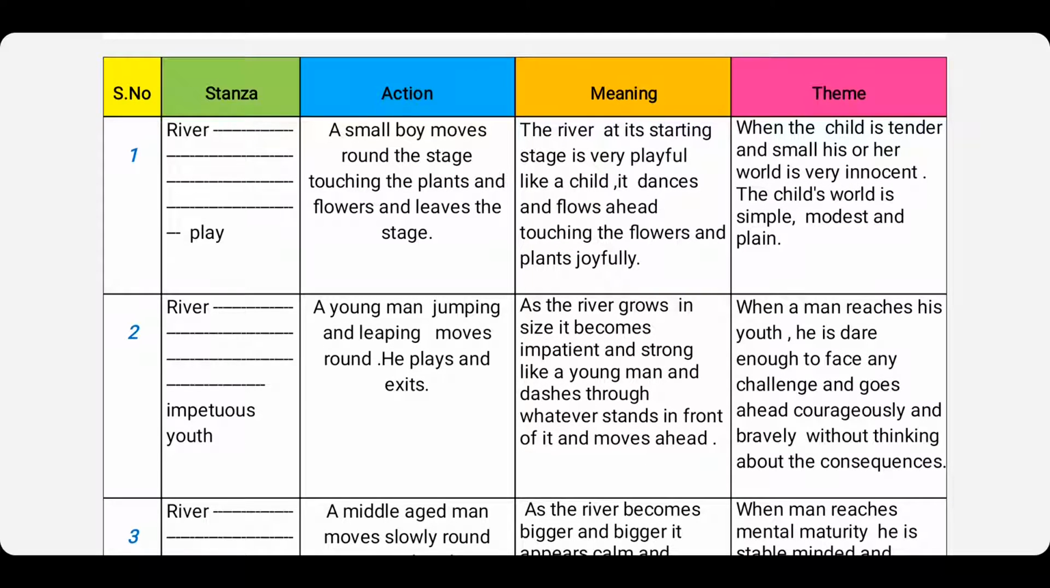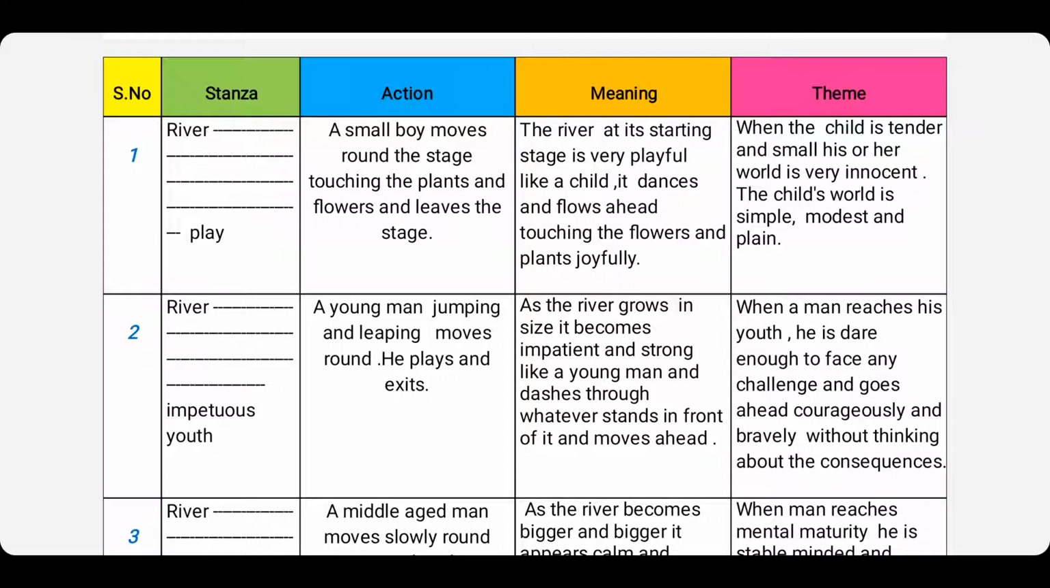On to the choreography now. The first stanza. River, river, little river, bright you sparkle on your way, over the yellow pebbles dancing, through the flowers and foliage glancing like a child at play.